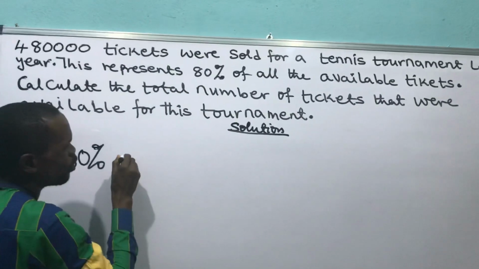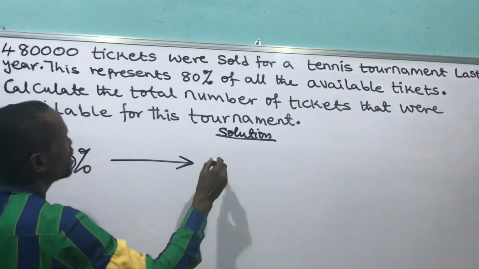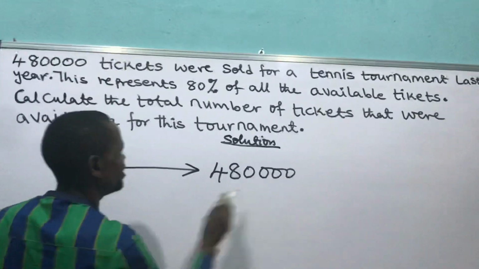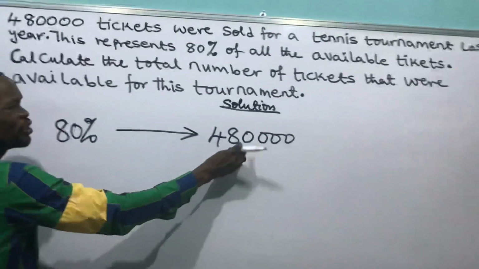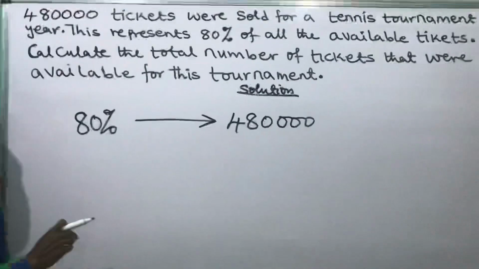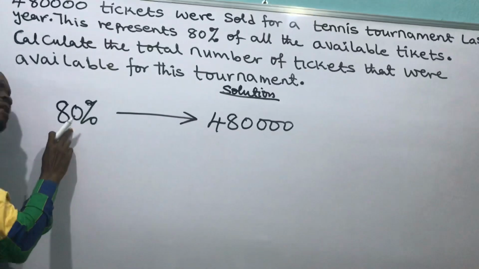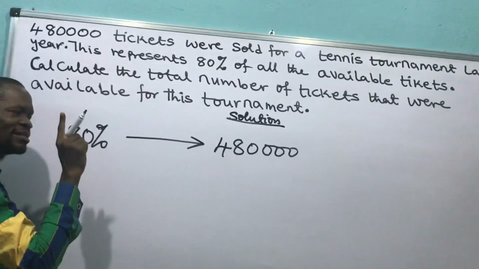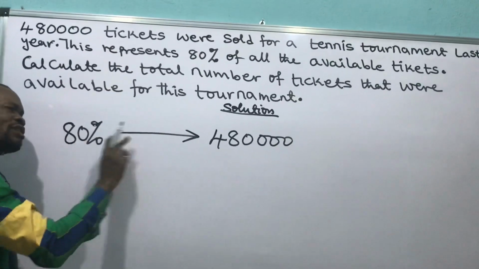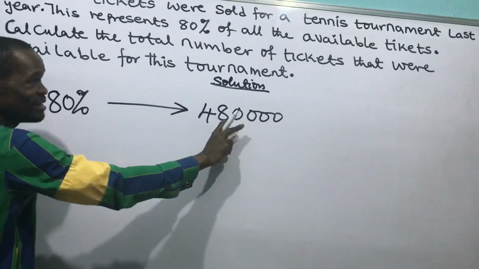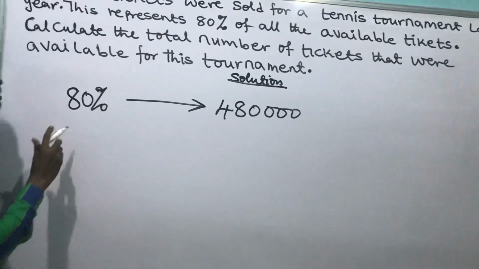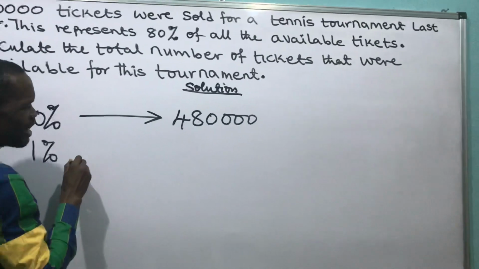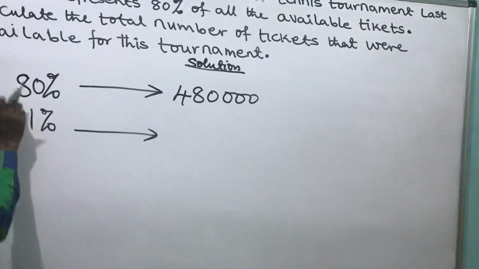80% is equal to what? That generates 480,000. 80% generates 480,000 what? Tickets. Then now, this is in percent. You remember, I need to know what 1% will represent. What will 1% out of this 80% represent in the tournament tickets? I will say 1%. What is 1%? 1% will give me, this is my reference point.